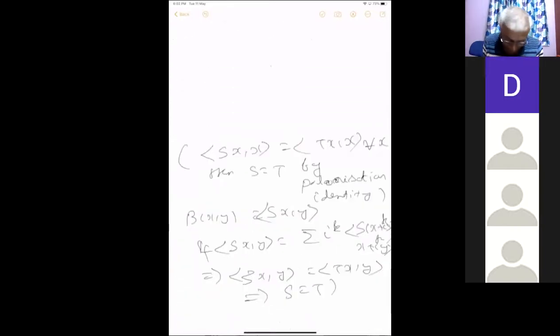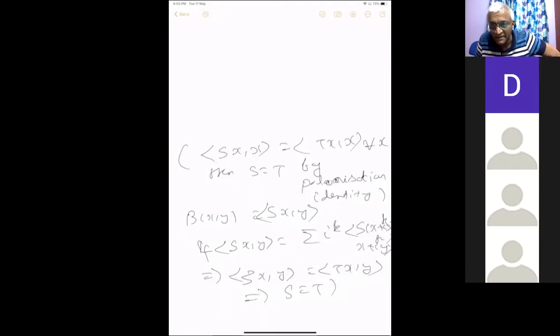The first statement I want to prove is: if <Sx,x> equals <Tx,x> for all x, then S equals T. This is the first thing I want to prove. To prove this, it is enough to prove that <Sx,y> equals <Tx,y>, because the linear functionals on the Hilbert space are given by inner product. This is true for all y, so S equals T. This we have seen already.